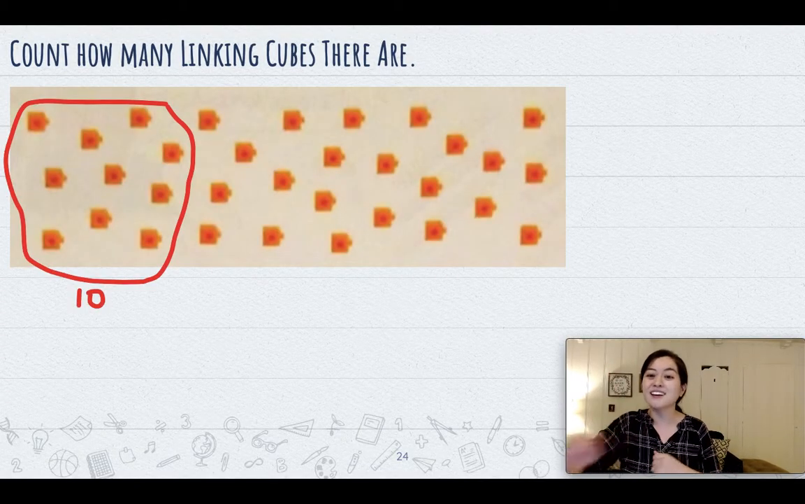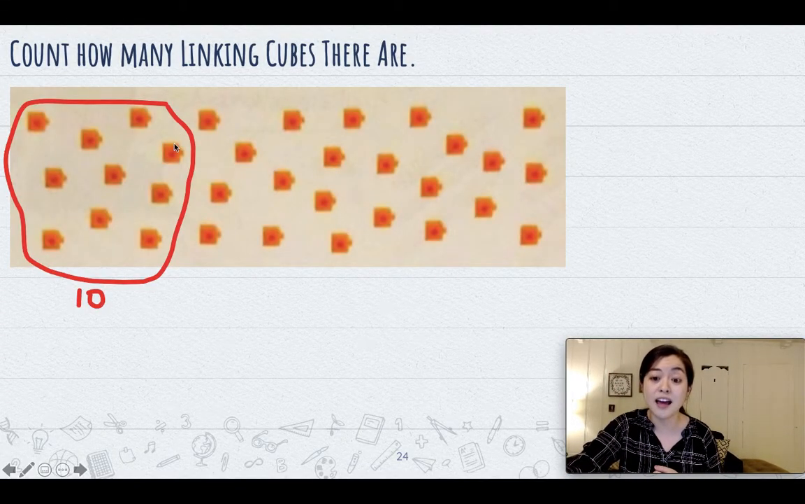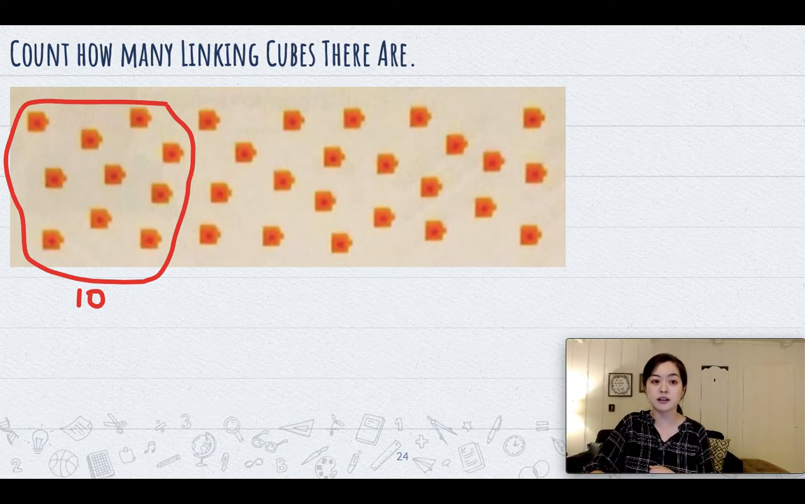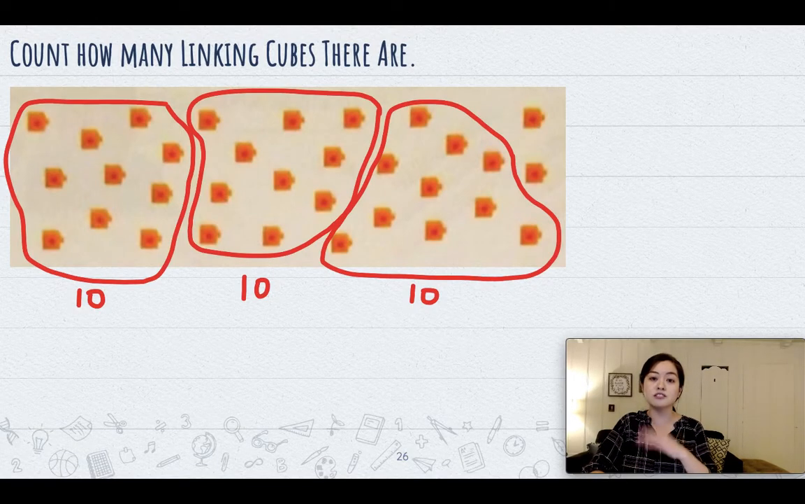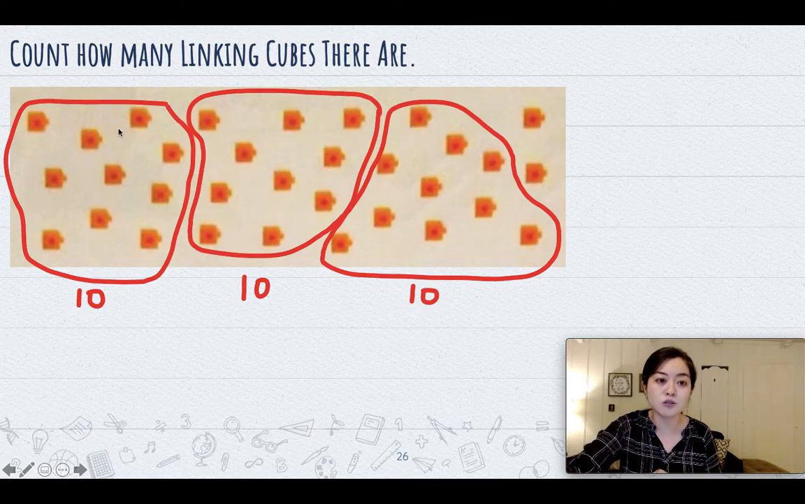Again, this circle has 10. And now we're going to circle another group of 10, and then another group of 10, until we cannot circle any more 10s. So let's see what that looks like. There's 10. Oh, now I have another group of 10, so in total I have 20 in my two circles right there. Oh, there's another group of 10. It's 30. So right now I have 10, 20, 30. And these exactly have 10 in each of these circles. Okay, so 10, 20, 30.